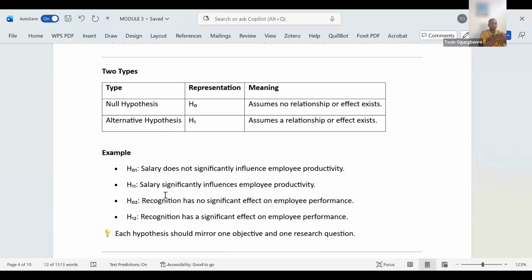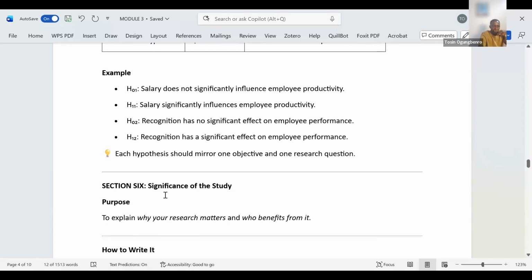So if you are using null hypothesis, which is negative, I told you null hypothesis is negative. Alternative hypothesis is positive. So if you are using null hypothesis, for instance, and your null hypothesis proved to be true, that means your hypothesis is significant. So if you say salary does not significantly influence employee productivity, by the time you are testing your hypothesis, and that was the case, that means your hypothesis stands. So that's more like the idea.